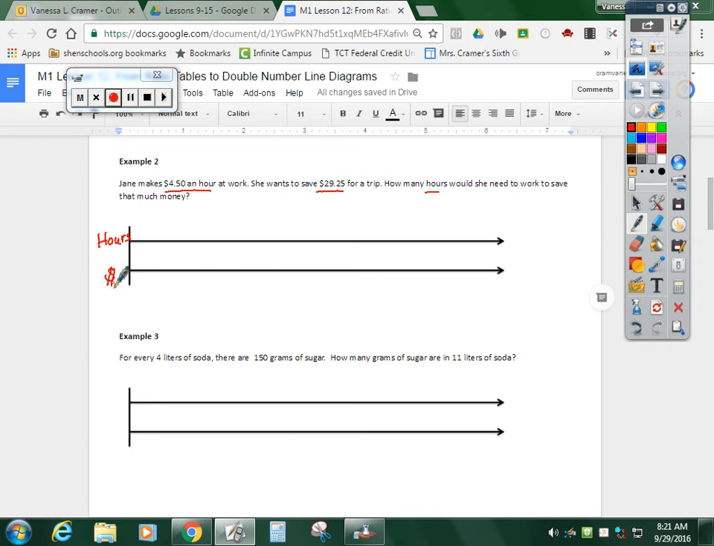And I'm really doing this because an hour means 1 hour and 1 is smaller. So that's personally why I just like to put the smaller number on top. It's easier to see the relationship, and it's $4.50. Okay, so she needs $29.25. Okay, so I see the relationship here. 1 times $4.50 gives me $4.50. So I'm going to skip count by 4.50s on the bottom. Okay, $4.50 times 2 is $9.